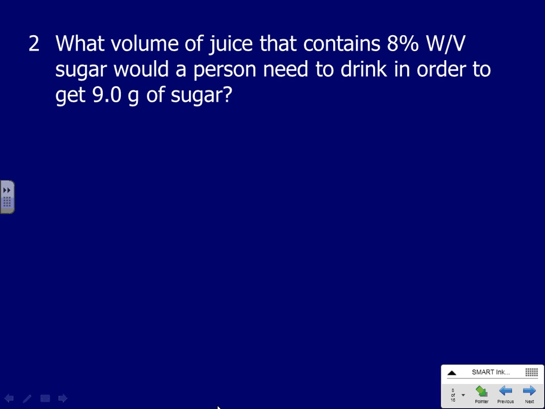So again, in this case, we were given the percentage, and eventually we're going to want to figure out the amount of juice that's being consumed in order to get the 9.0 grams of sugar. And again, first we've got to write this down as a conversion factor. If someone could tell me what that conversion factor is.